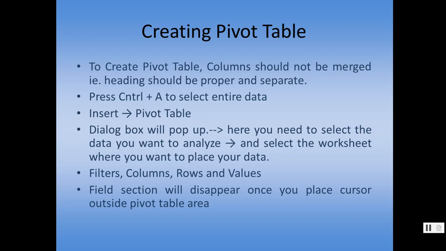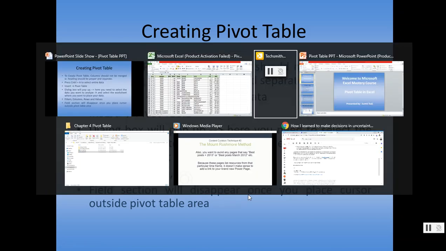Once this step is completed, a pivot table pops up in the window, and we will have basically four options: filters, columns, rows, and values. And remember, the field section will disappear once you move the cursor away from the pivot table. Let's see what exactly this is.